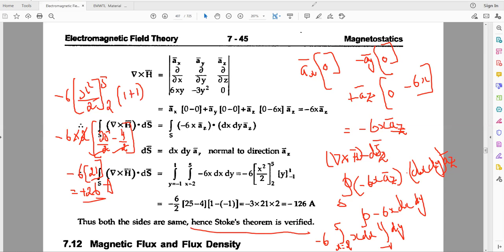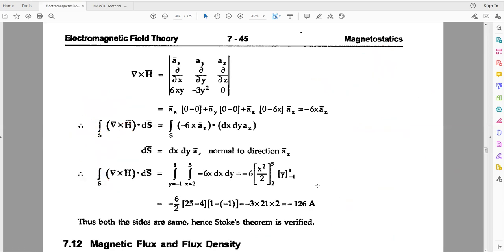So what is Stokes theorem saying here? Del cross H bar dot dS bar is equal to the integral of H dot dl bar. The line integral is converted into the surface integral. Coming to the next example.